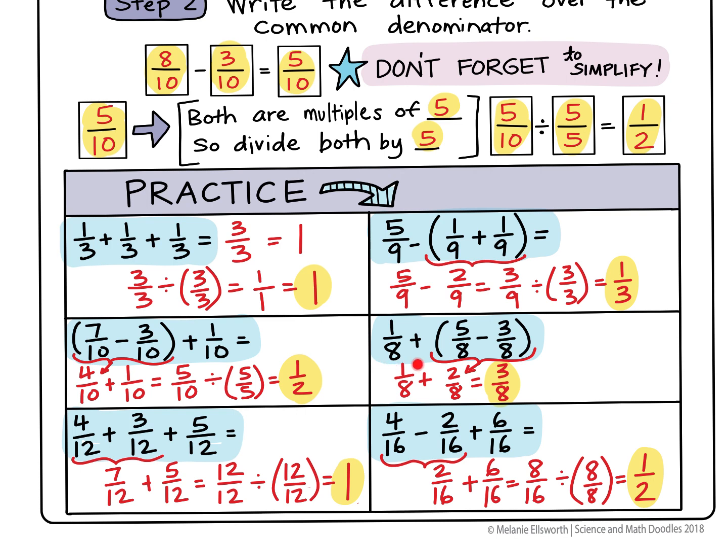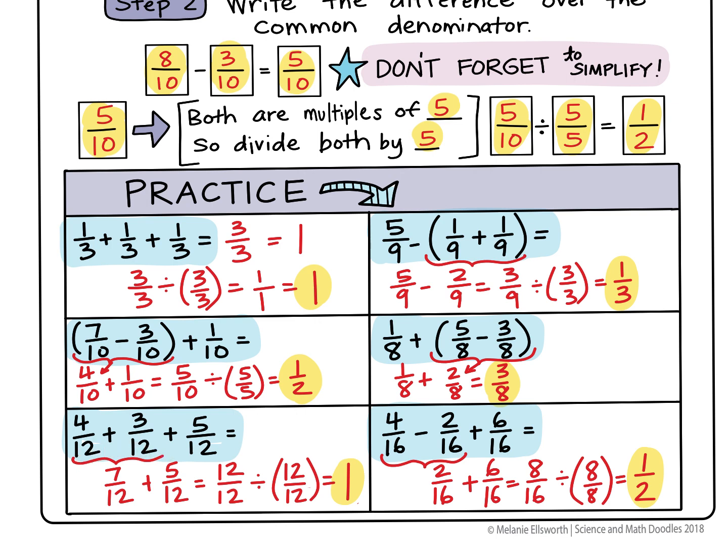I have another practice problem here. 5/8 minus 3/8 first. 5 minus 3 is 2/8. Then I add it to 1/8. 1 plus 2 is 3. 8 stays the same. 3/8 is my solution.